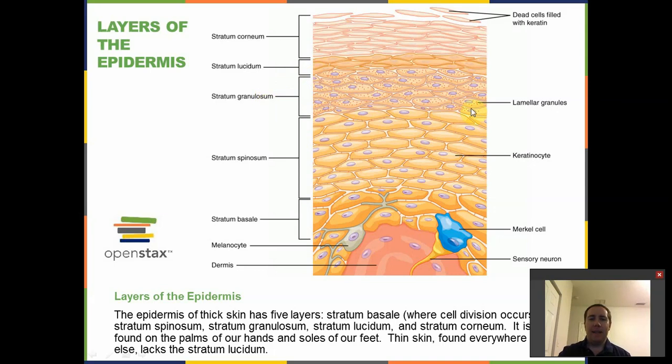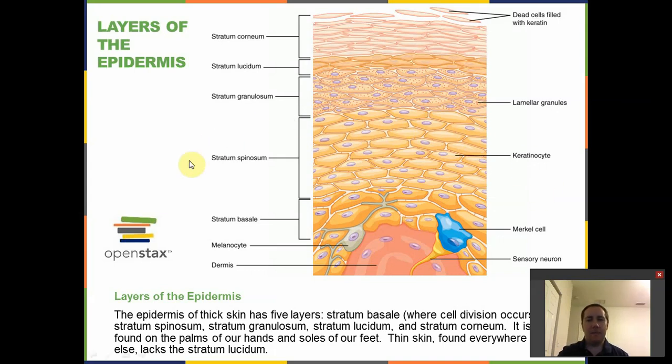Underneath that, we have the stratum granulosum. And again, this has a name that is descriptive. If we look at it, we see there's all these little specks in them. Those specks are called lamellar granules. That is not a term you need to know. But I do suggest that you know that the stratum granulosum gets its name because it has all of these little specks in it. And I'm sure you can connect in your mind that a granule would look like a speck.